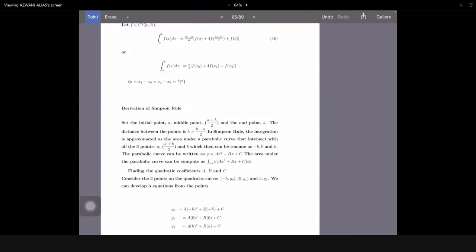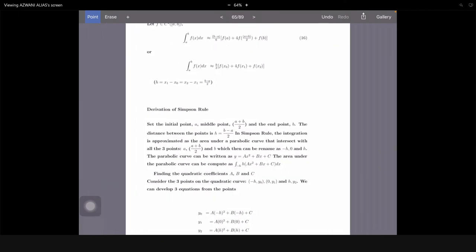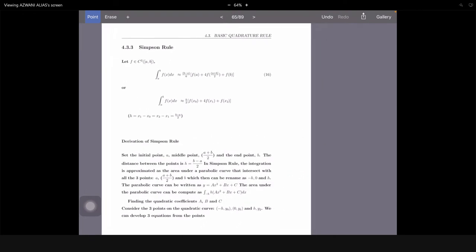Okay, so let's set the initial point A, the midpoint and also the end point. The distance between points is H, which is B minus A over 2. The distance between points. Okay, so let's say like this.